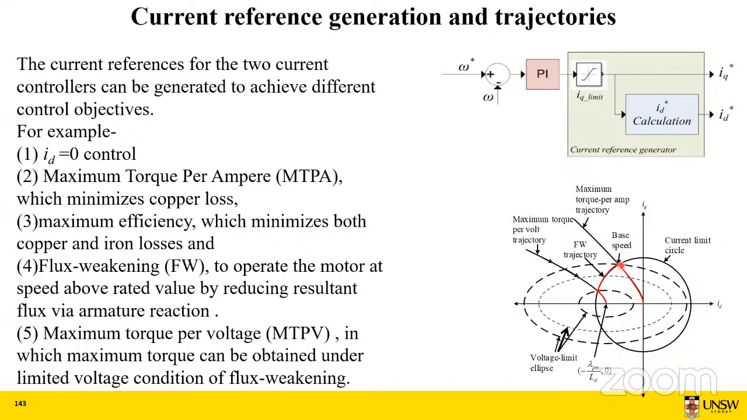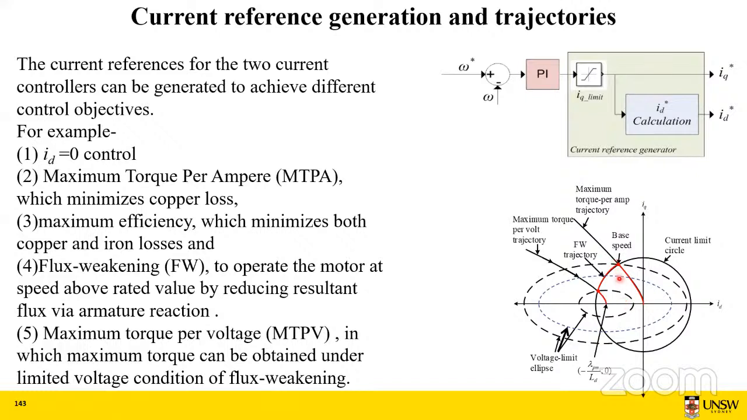But if you now want to run your motor at a speed above the rated speed or base speed, in the constant power speed range, CPSR, you have to apply flux weakening. That means you have to increase your negative ID current, but you still need to be within your current limit circle. So when you do flux weakening, you start to increase your ID current.